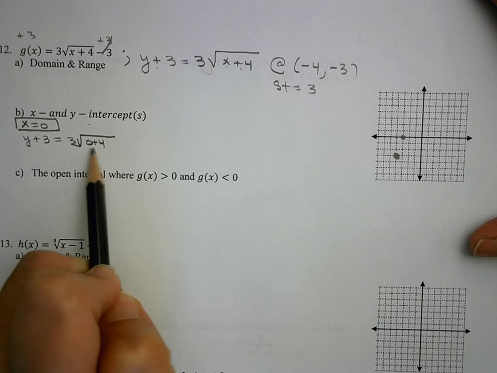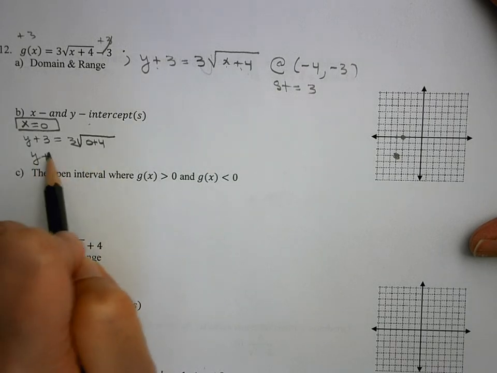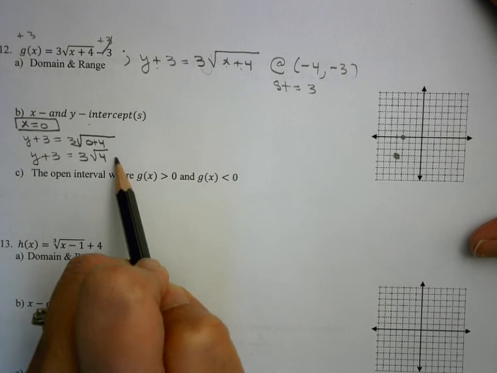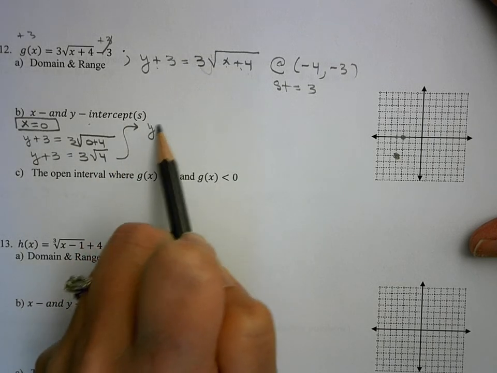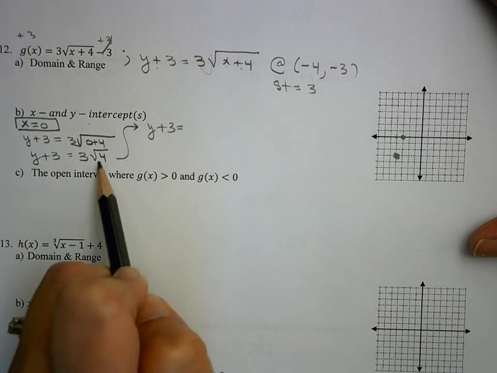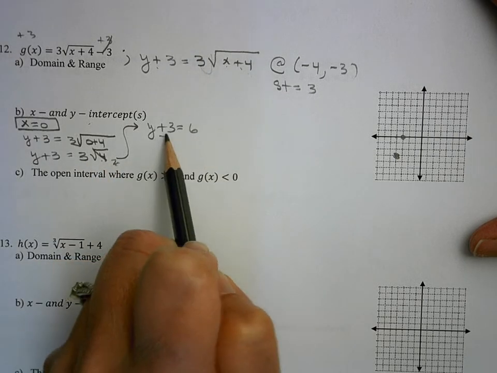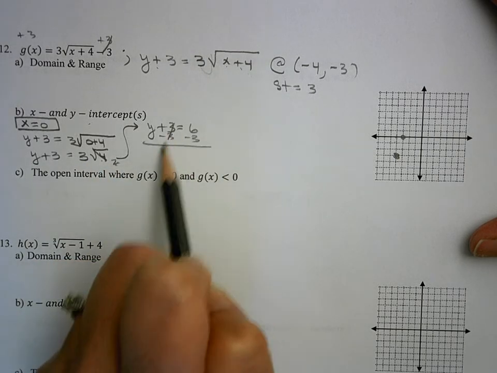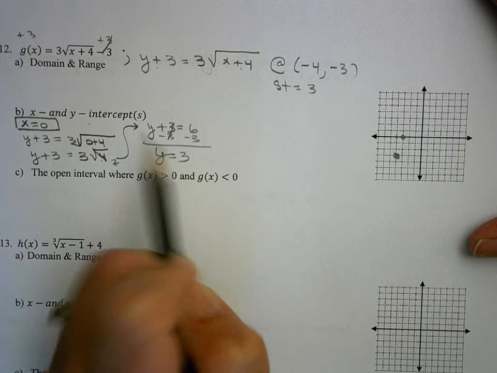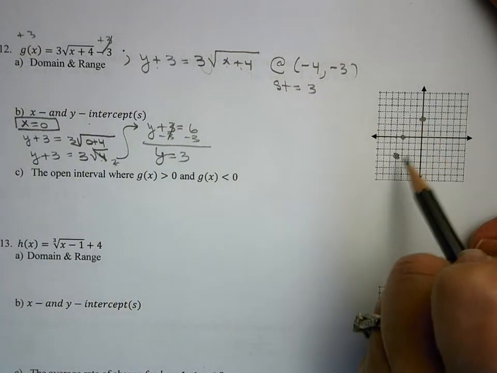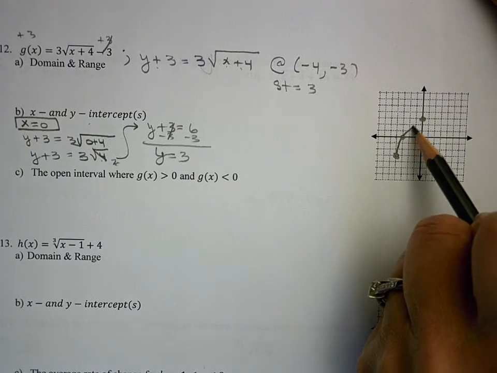So 0 plus 4 is 4, so I would have 3 times the square root of 4, and the square root of 4 is just 2, so 3 times 2 would be 6, and then minus the 3 over. So y would equal 3. So let's go ahead and do that. 1, 2, 3. And so then there's my graph.